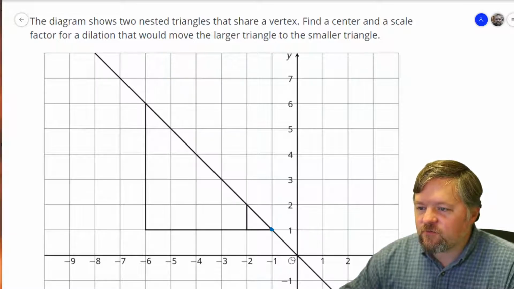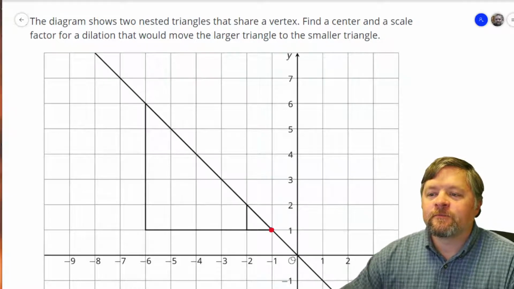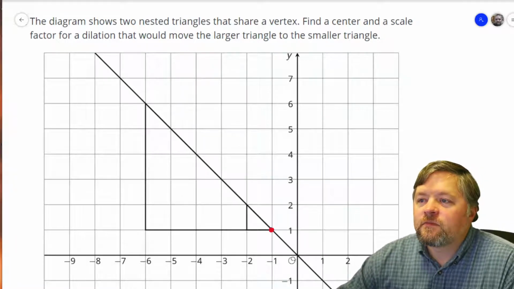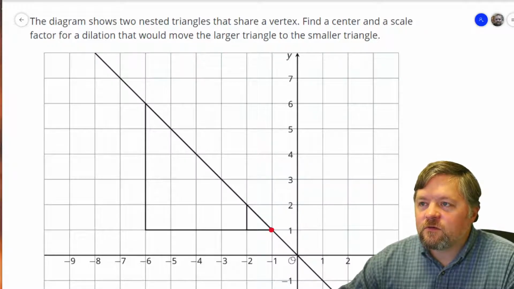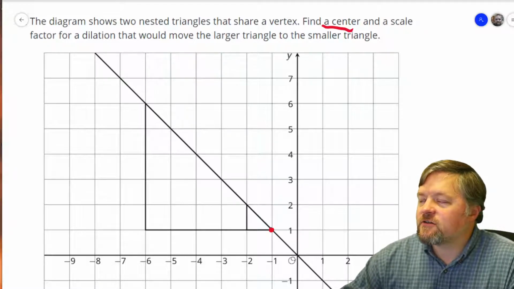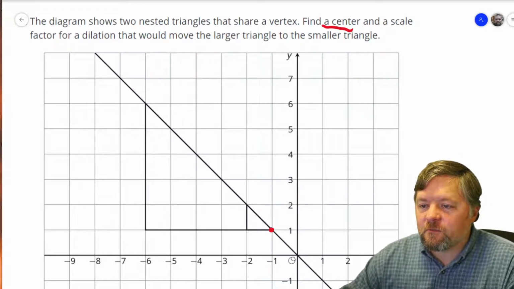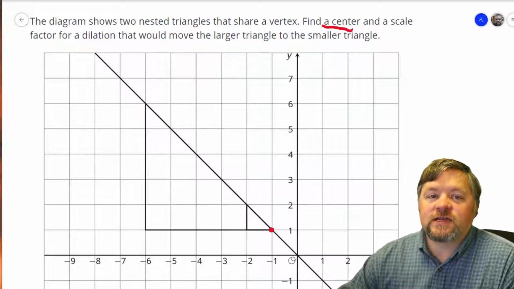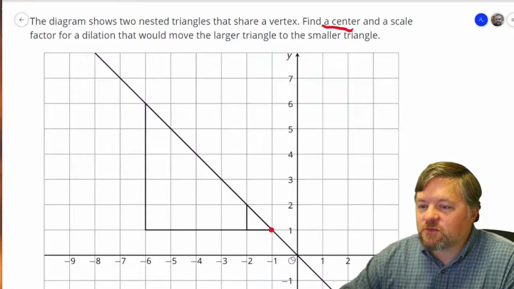Maybe if I do it in red, that will show up better. There we go. That's more visible now. So that's the vertex that didn't move. That point didn't move. So that's our center. And now we need a scale factor. We're going from big to little. So our scale factor is going to be between 0 and 1 to make it smaller.